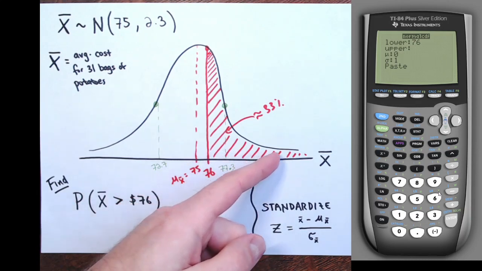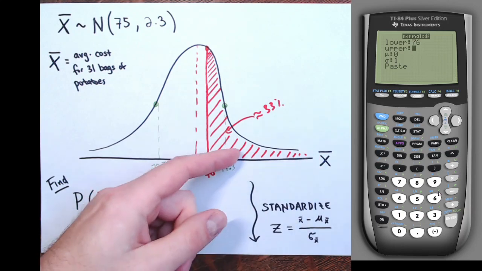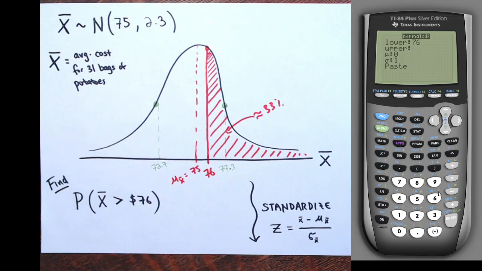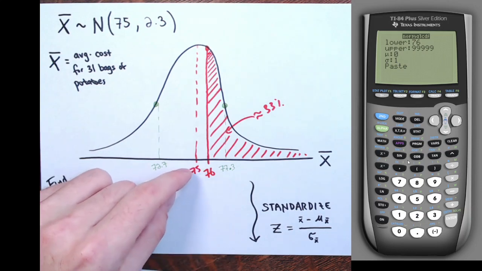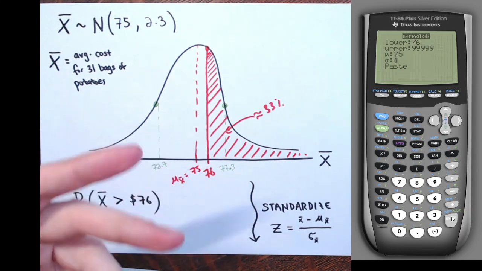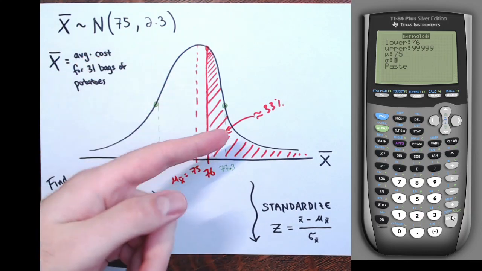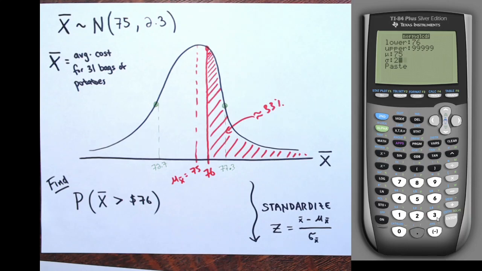Now notice this region has no upper value. To indicate that, I'm just going to put some really, really large positive number, something many, many standard deviations above 75, so that I guarantee I get basically all the way to the right. I'll put like five 9s for the upper value. Again, in the older ones, you'll have to put 76, comma, some big positive value, comma. And then it's not the standard normal, right? That has mean 0, standard deviation 1. Here the mean is 75, comma on the old ones, and the standard deviation for this distribution, the distribution of the means for groups of size 31, was 2.3. And I'm getting C.